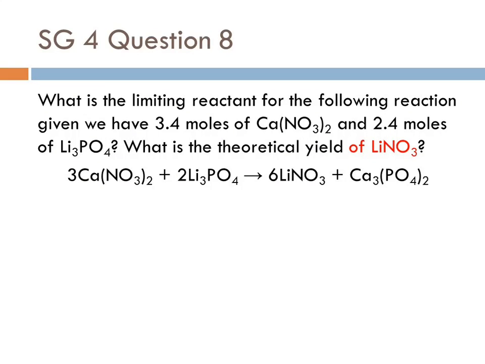What's the limiting reactant for the following reaction given we have 3.4 moles of calcium nitrate and 2.4 moles of lithium phosphate? What is the theoretical yield of lithium nitrate? And we're given an equation. It's important to always read through the whole question and then think about it for a second. So here we're given a number of moles of this one and a number of moles of that one. So let's write those numbers under those formulas in the equation.